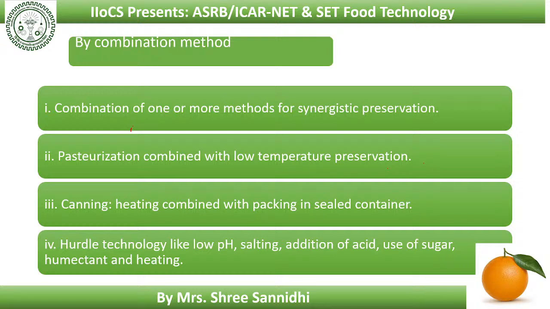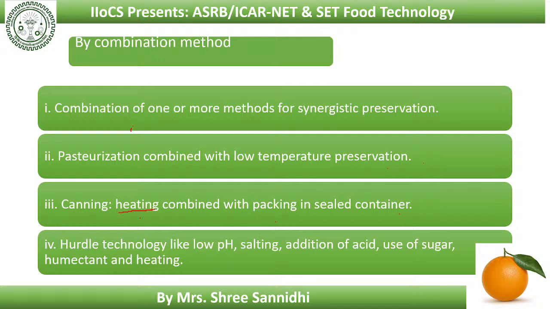Then in canning, heating is combined with packing in a sealed container. So in canning, what is done? First it is boiled, as we studied before, at around 100 degrees Celsius. The food is boiled, and then it is packed in a sealed container. While packing also, the gases inside the can are exhausted to make sure that no oxygen is remaining inside the can. This is another example of a combination method.